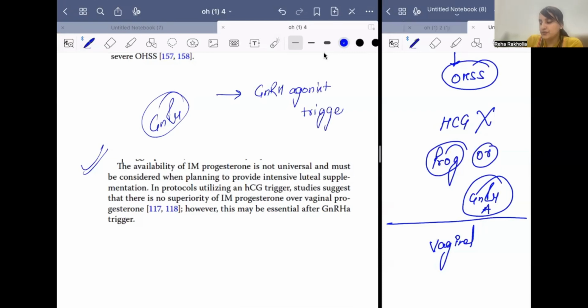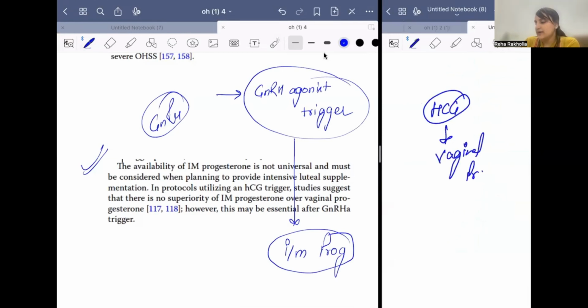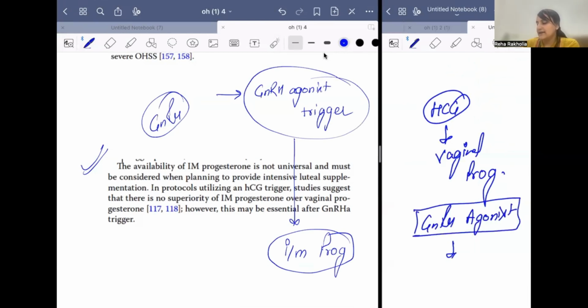we'll have to use IM progesterone. If you are using an HCG trigger, then okay, the vaginal route is okay. Vaginal progesterone is okay. But when we are using a GnRH agonist as a trigger, we'll have to use intensive luteal phase support. And in that, IM progesterone is given.